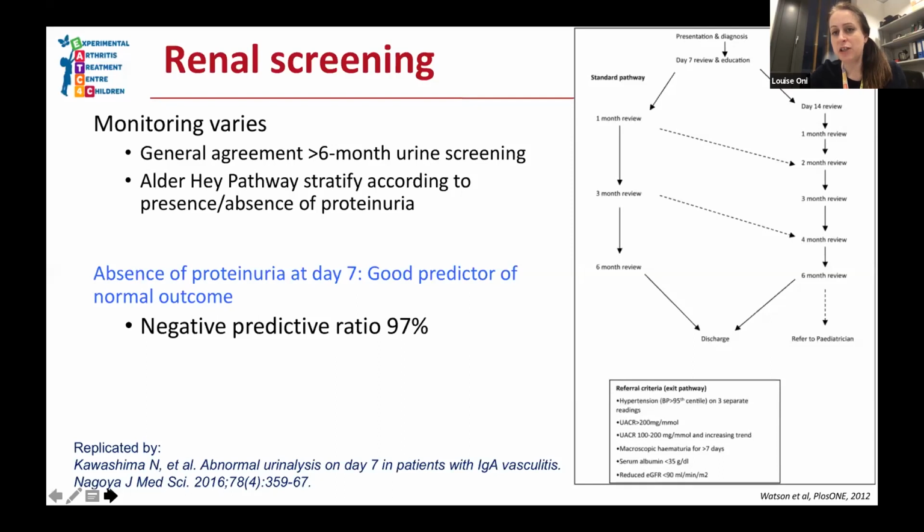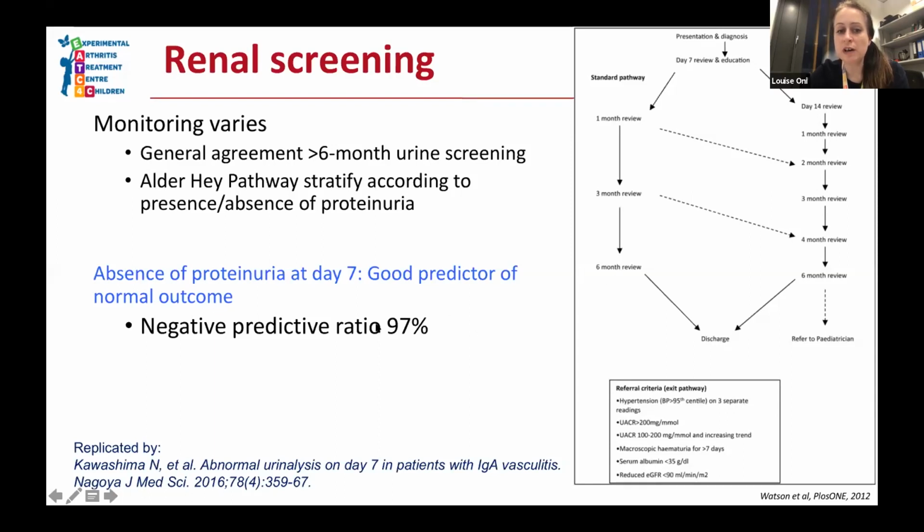And importantly, we stratify patients as to whether they have no proteinuria or proteinuria, because we know that if you have protein in your urine, you're more at risk of having significant renal inflammation. And so we see those patients with a normal urine less frequently compared to those patients who have proteinuria, where we see them more often to be able to try and pick up any significant renal inflammation.